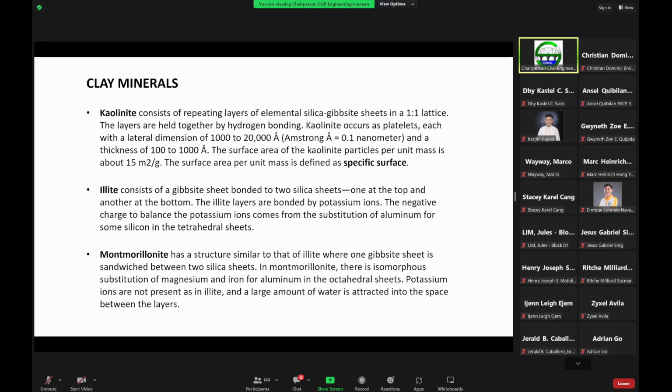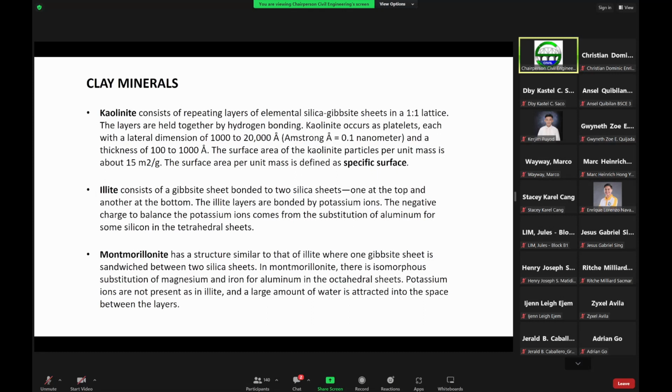So the surface area of the kaolinite particles per unit mass is about 15 square meters per gram. This surface area per unit mass is what we define as the specific surface.